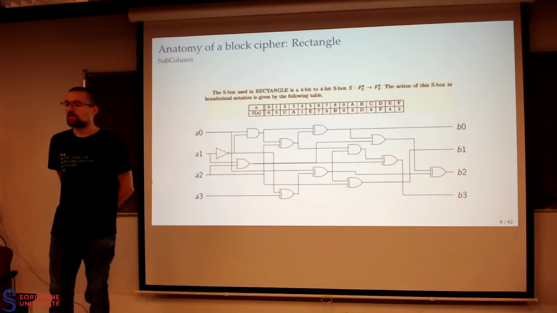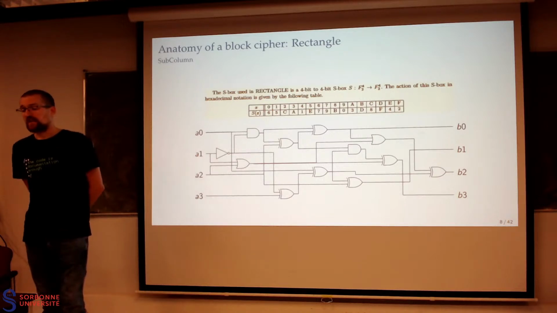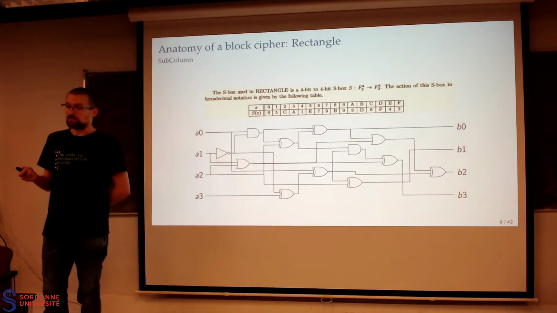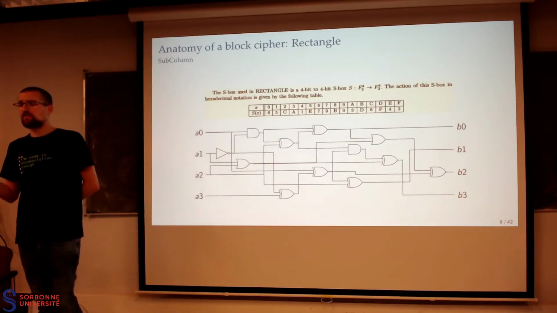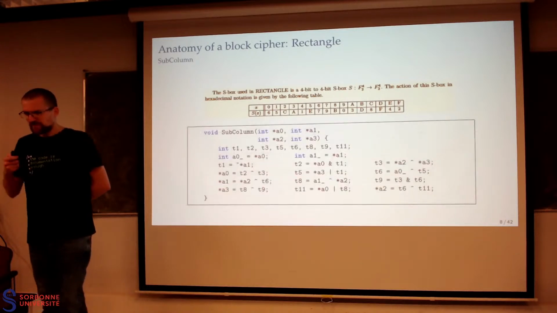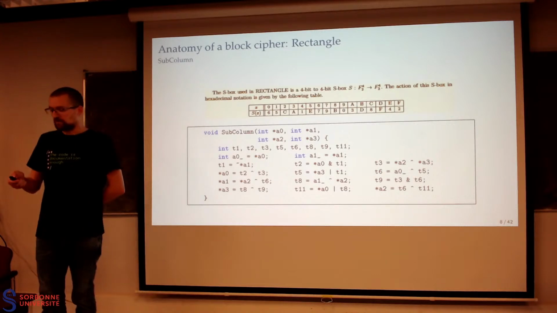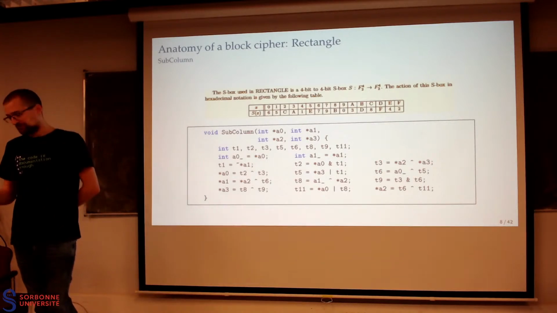So here, you have a circuit which takes 4 bits as input and returns 4 bits. It contains 12 logic gates which compute the subcolumn function. In this thesis, we are interested in software rather than hardware. So this table will be written as a C function which contains 12 bitwise operations.